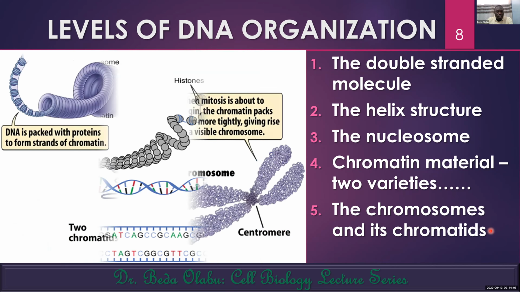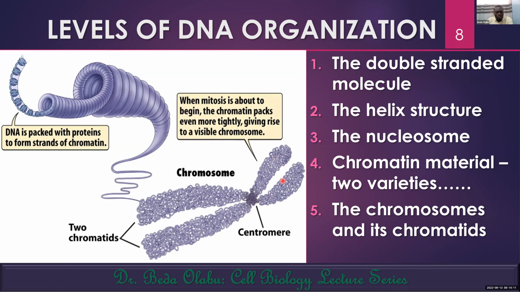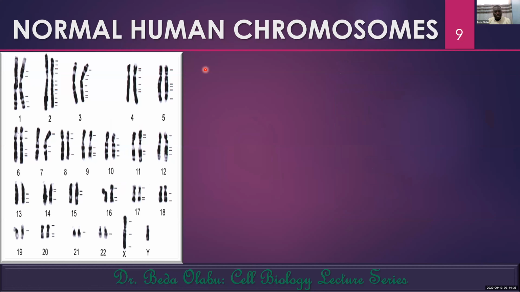Great, so this shows you a chromosome with 2 chromatids. So this chromatid is the sister chromatid. This is a copy of the other one. Right, so those are the levels of DNA organization. That's just a recap so that you can link today's class with last week's class.